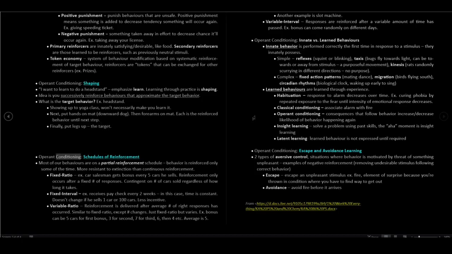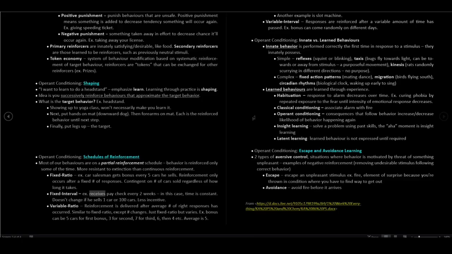Operant conditioning: schedules of reinforcement. Most of our behaviors are on a partial reinforcement schedule. The behavior is reinforced only some of the time. It is more resistant to extinction than continuous reinforcement. Fixed ratio: for example, a car salesman gets a bonus every 5 cars he sells. Reinforcement only occurs after a fixed number of responses, contingent on the number of cars sold regardless of how long it takes.